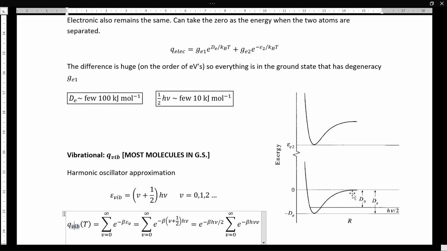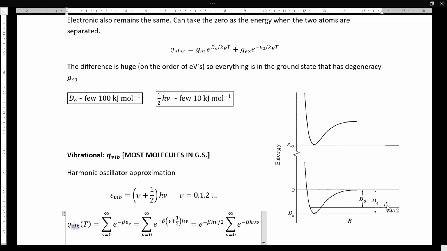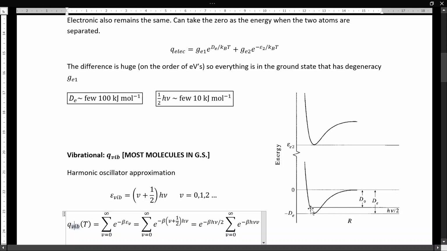Now, there happen to be two things over here. Look at this D_e, the equilibrium dissociation energy, and D_0, the dissociation energy. Which one do you want to choose is the question. One could choose anything. As I said, you could have any reference of energy. For the vibrational state, what is normally chosen is the ground state vibrational energy.